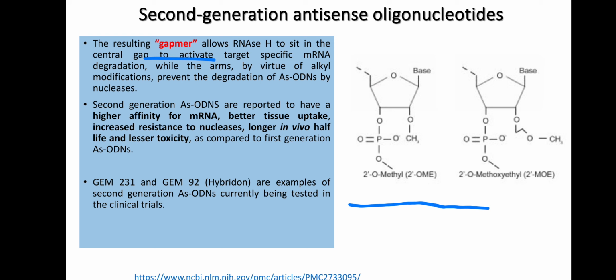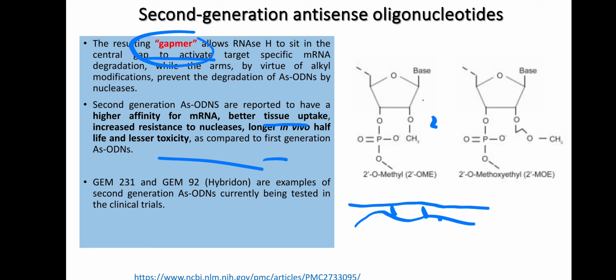Gapmer technology, you can see, is just an example. This is the target mRNA, and in case of simple modification, it makes an altered structure. But this one is modified by adding gapmer technology. Gapmer technology can enhance interaction with higher affinity to mRNA, and it also promotes maximum uptake by our tissues. So this is good. Another point is longer in vivo half-life and lower toxicity. This is the importance of second generation with gapmer technology.